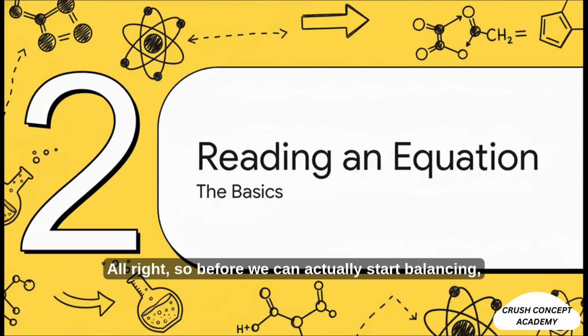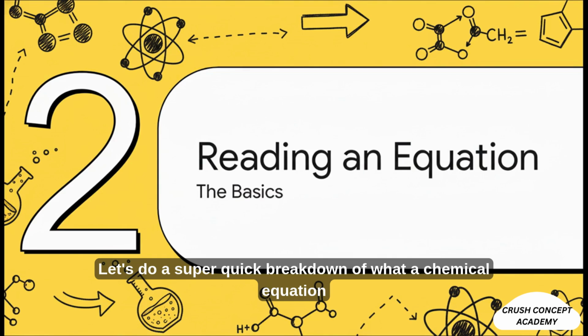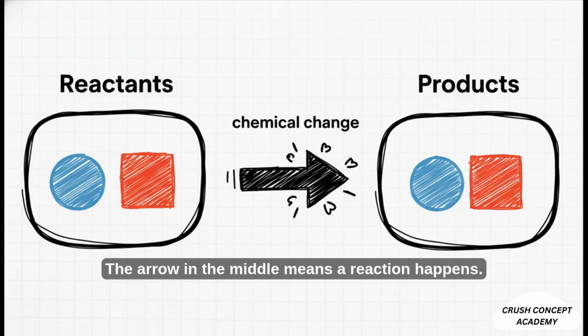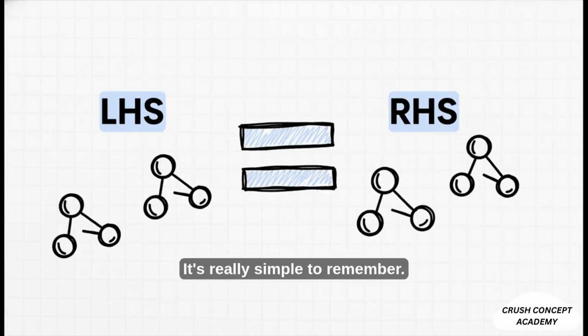All right, so before we can actually start balancing, we got to make sure we know how to read one of these things. Let's do a super quick breakdown of what a chemical equation is really telling us. Think of it like a story. On the left side, you've got your reactants. These are the starting ingredients, right? The arrow in the middle means a reaction happens. And then on the right side, you've got your products. That's the new stuff you end up with. It's really simple to remember.